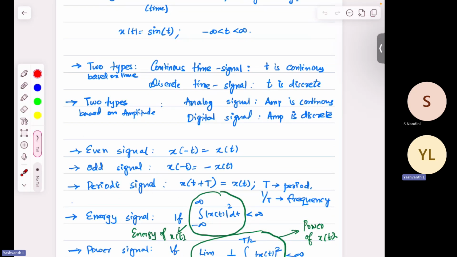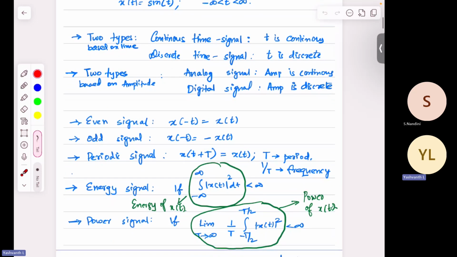A signal is said to be periodic if x of t plus capital T equals x of t. That is, the signal value, the amplitude, will repeat itself after a capital T number of seconds. So in this context, capital T is called the period of the signal, and 1 over period is called the frequency of the signal.